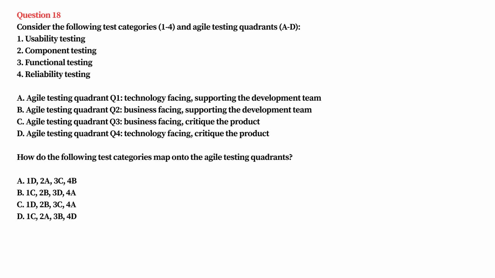Usability testing is in Q3, 1C. Component testing is in Q1, 2A. Functional testing is in Q2, 3B. Reliability testing is in Q4, 4D.